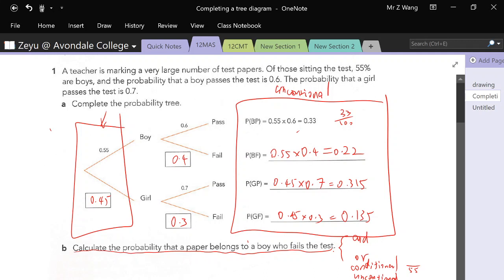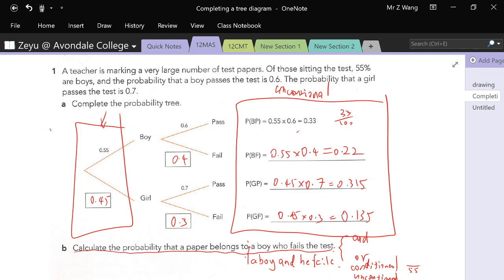It belongs to a boy. Can I change this phrase? So the paper belongs to a boy, and he fails. Are these two equivalent? I wouldn't say so, because since you added the word "and," you're basically saying to multiply the amount of boys who failed. To a boy who fails the test.